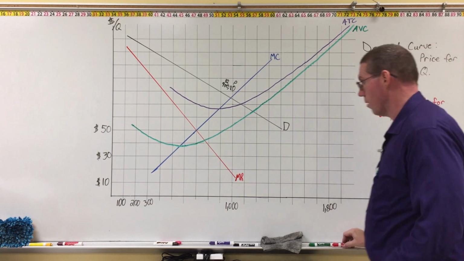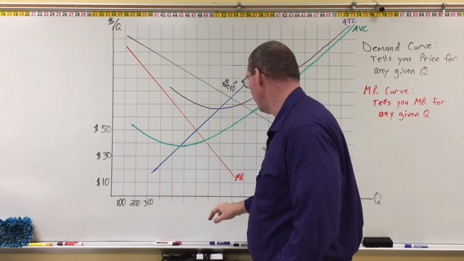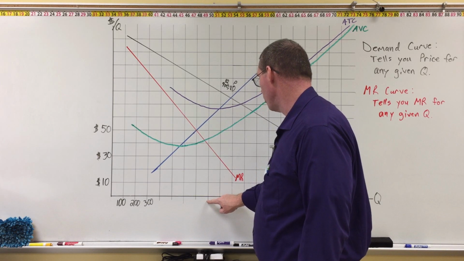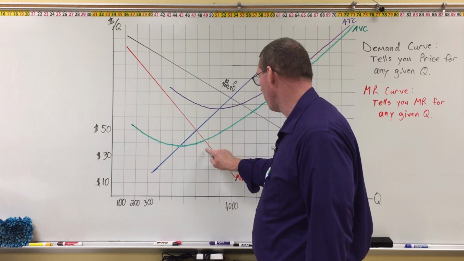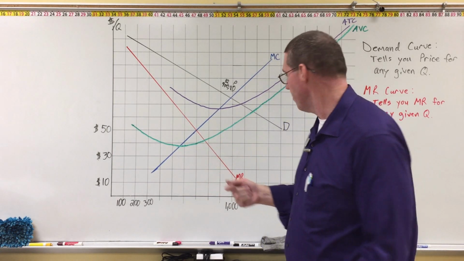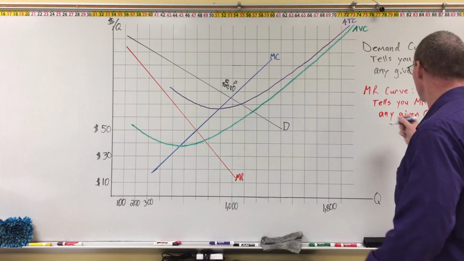Same thing here. If we had a quantity of 800, marginal revenue would be 10, 20, 30, somewhere between 30 and 40. Looks like maybe about 38. Okay. Same thing with the marginal cost curve.